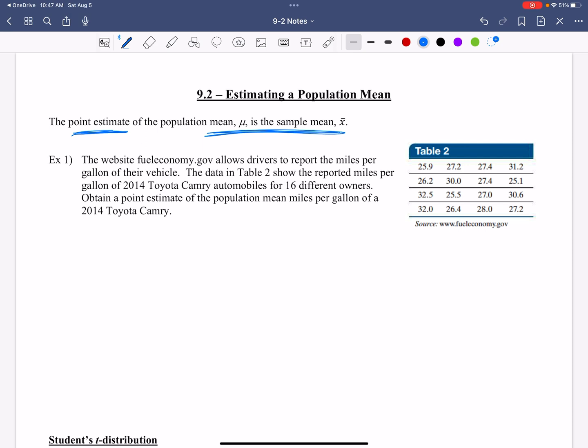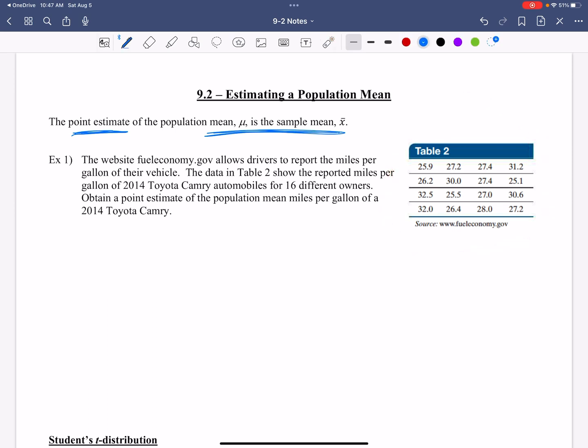So the website fueleconomy.gov allows drivers to report the miles per gallon of their vehicle. In this data, from Table 2, we show the reported miles per gallon of a 2014 Toyota Camry for 16 different vehicle owners. Obtain a point estimate of the population mean. So a point estimate here of this population mean. So there are more than 16 Toyota Camry drivers.